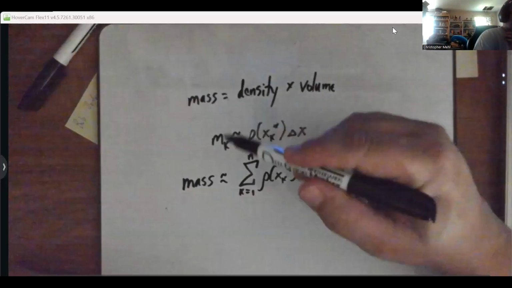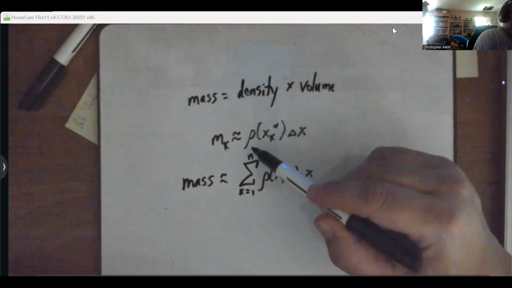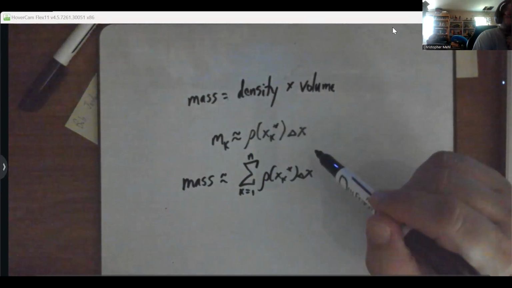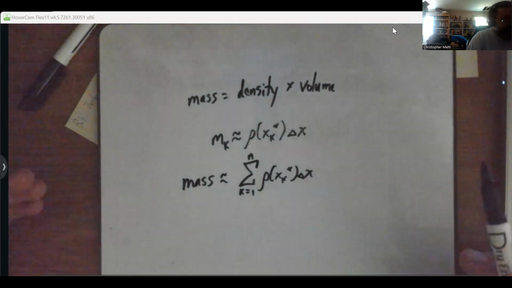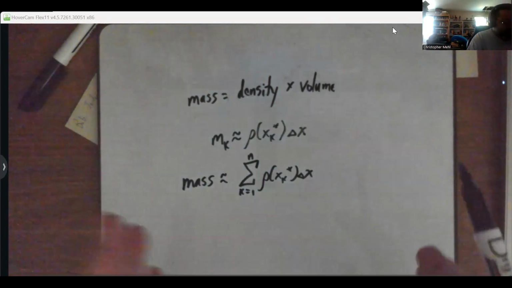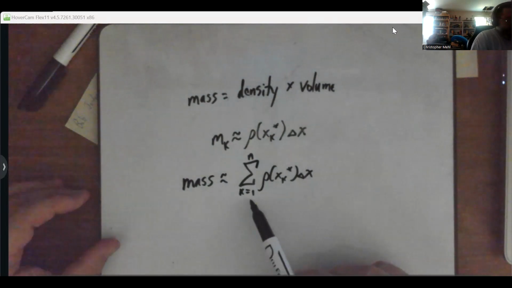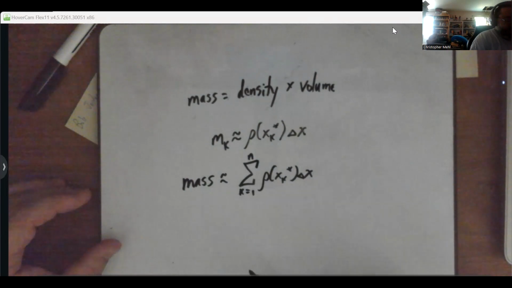All right, so if the mass of my kth piece of my bar is about equal to the density evaluated at xk star times delta x, then the mass would be approximately the sum of those n pieces. So that's the sum, k equals 1 to n, of rho of xk star delta x.